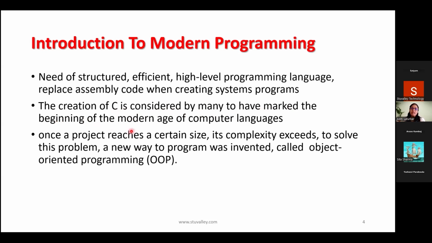Why? Because the drawbacks of the unstructured languages were overcome with the structured C language, which is a high-level language, and it is also efficient and easy to learn. So this is the beginning of the modern age of computer programming languages. But there are also some drawbacks of the C language. What is the drawback? If we create an application or a project in C which reaches a certain size.